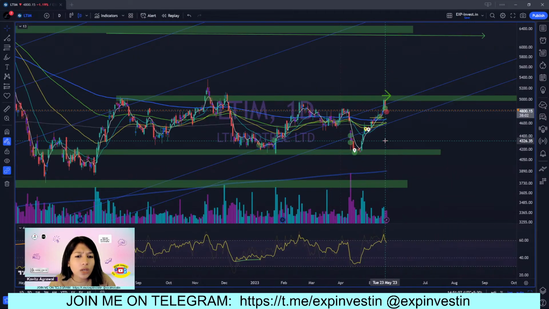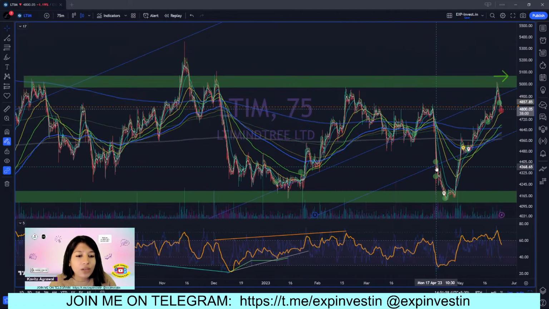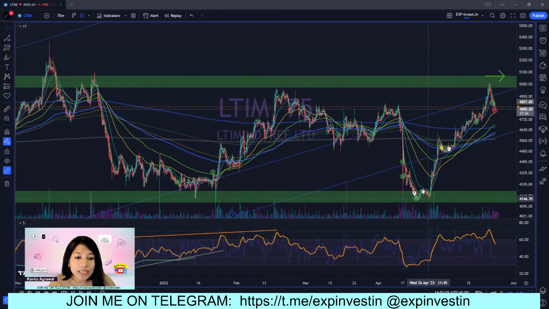So now we go down to the 75-minute time frame and see whether there is an opportunity or not. As you can see, these green dots show where I started making a position in LTIM, when the stock came down to the very last trend line, which is this blue one. I'm giving it a little shake for you to be able to see it.